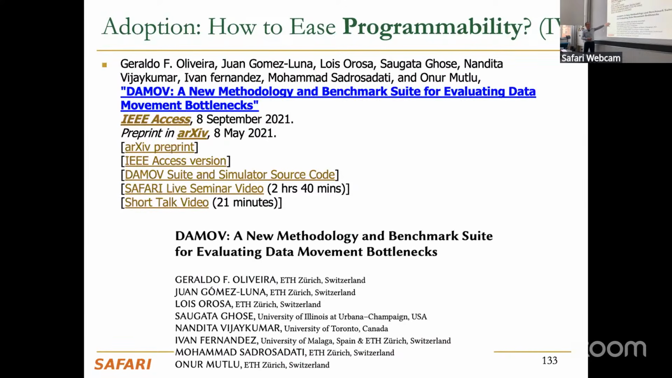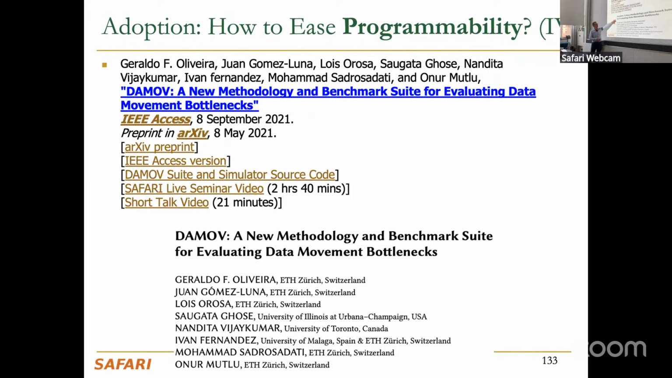And also there needs to be some mechanisms to decide what to offload where. And this work develops a methodology and a benchmark suite to decide where to offload what function. What is your bottleneck, basically? There's a lot of analysis of code that Geraldo did.